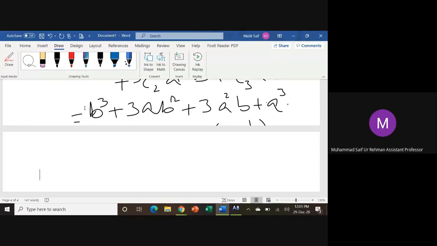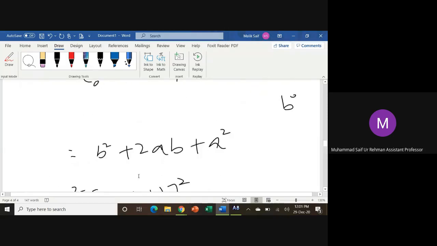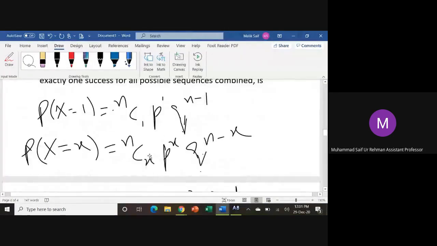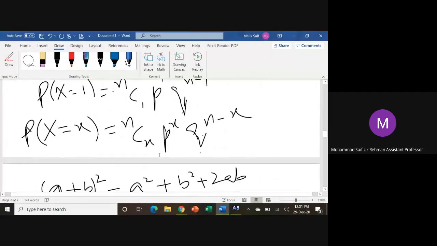You can write down in that way, no problem. It's upon you. Basically, we want to explain the idea that this is the binomial formula that we have derived, and now we can use this formula in different ways. Okay.